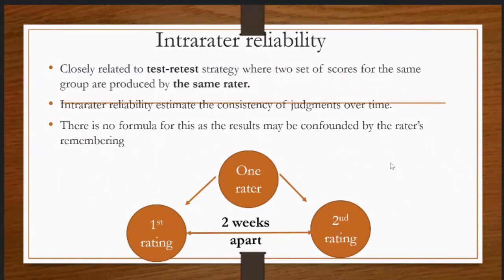Intra-rater, in other words, considers the same rater who scores the same group by a test-retest strategy. The suggested time between the two ratings should be two weeks apart. Intra-rater reliability estimates the consistency of the rater over time. There's no formula for this because it's going to be based on the memory of the rater as well.